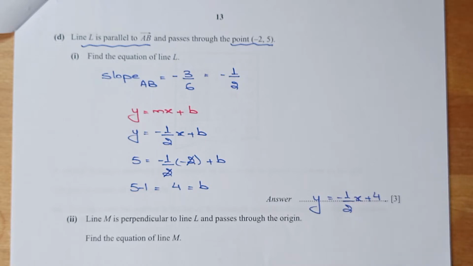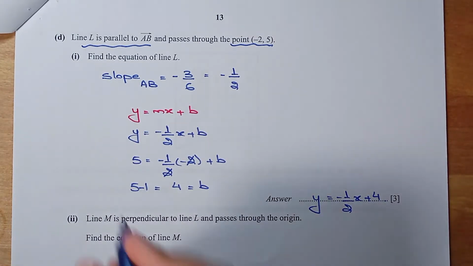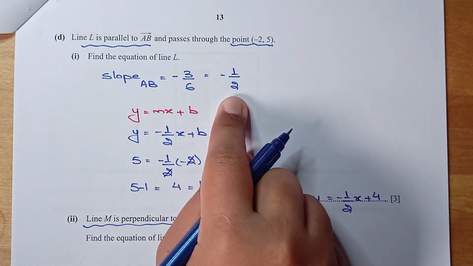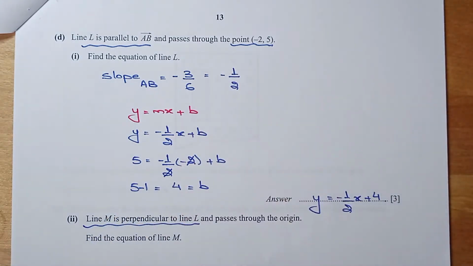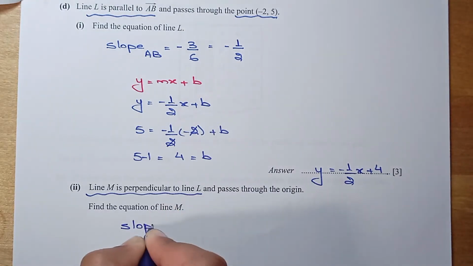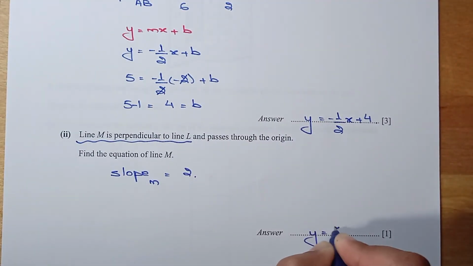Now for the second part, line M is perpendicular to line L and passes through the origin. Find the equation of line M. Okay, since line M is perpendicular to line L, the slope of line M must be the negative reciprocal of the slope of line L. So what is the negative reciprocal of -1/2? That is 2. So we can say that the slope of line M is 2, right? And it passes through the origin, so its y-intercept is 0. So the equation of the line is y equals mx plus b, and 0 is the y-intercept.